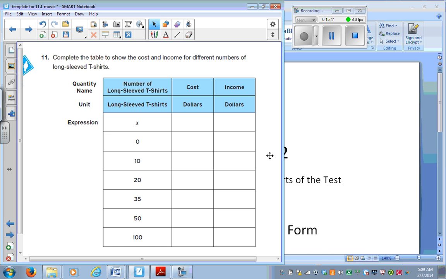Now you guys pause the video, take a moment to fill in the table, and restart the video when you're ready.